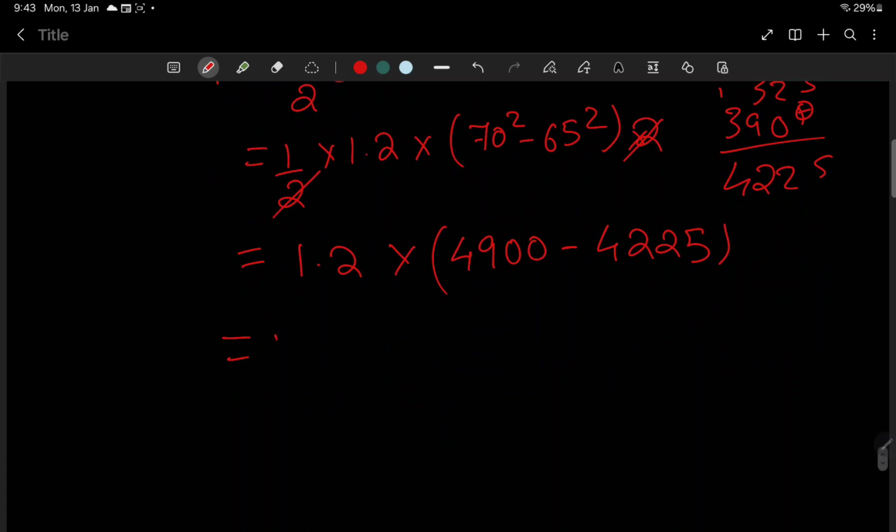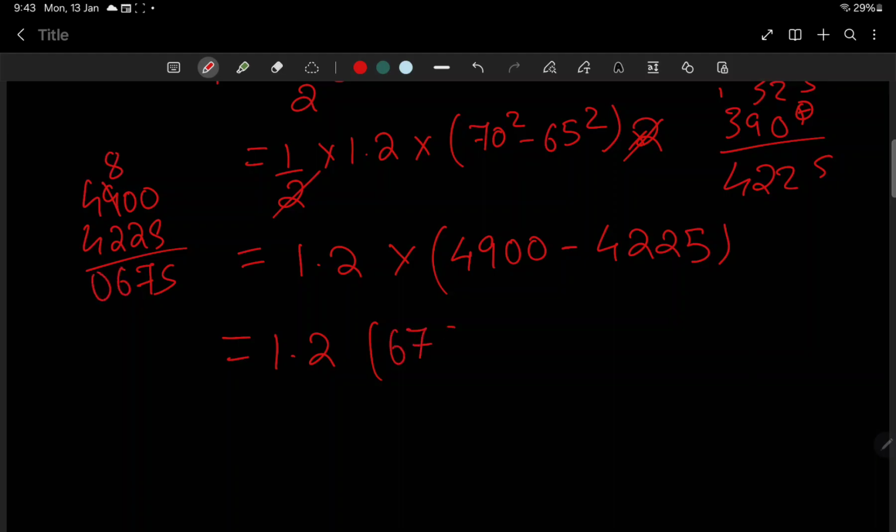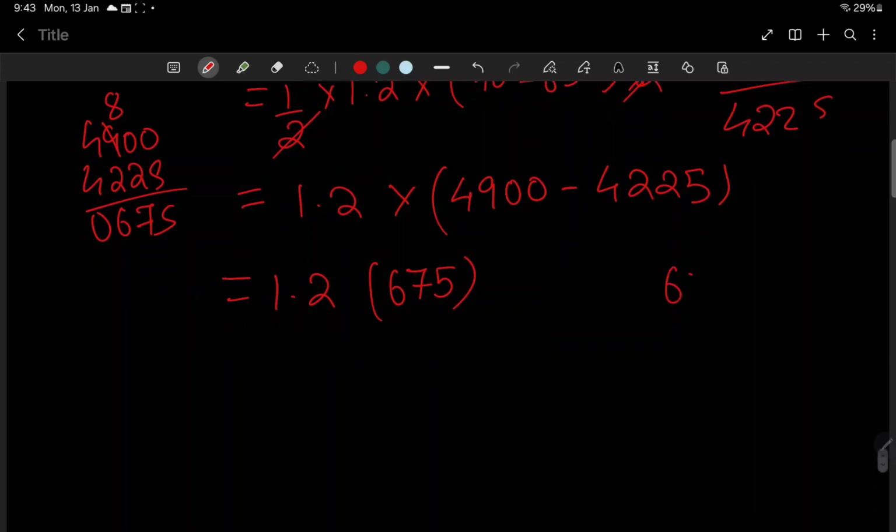So let us do 1.2 into 4900 minus 4225. Here we get 675. That is 675 into 1.2. Just multiply 675 into 12. 12 5s are 60. 12 7s are 84.